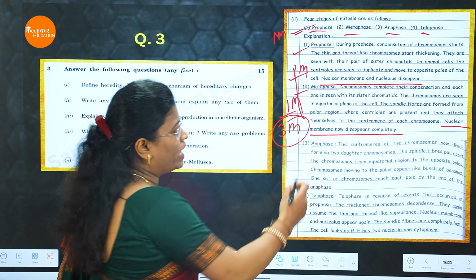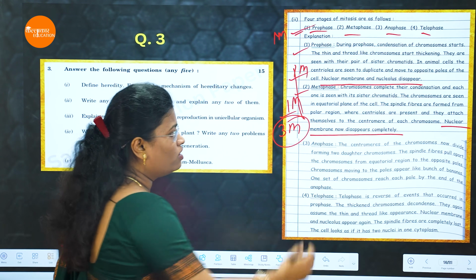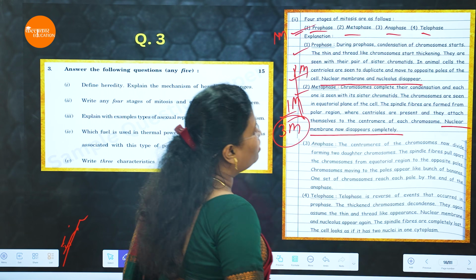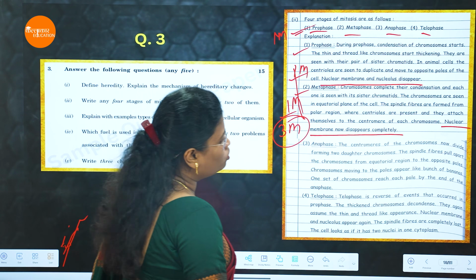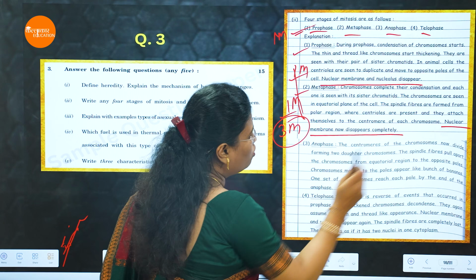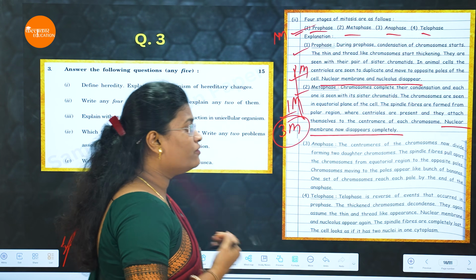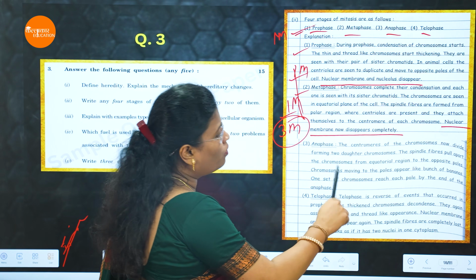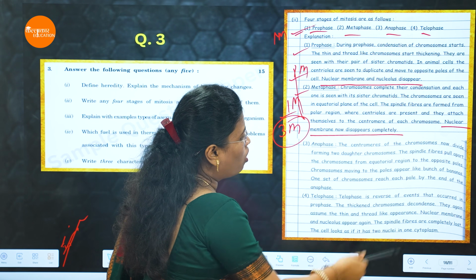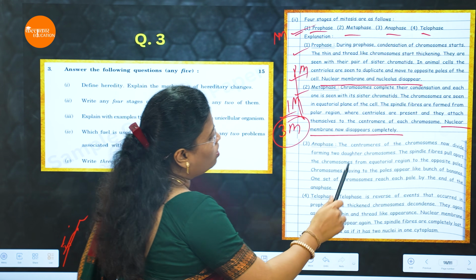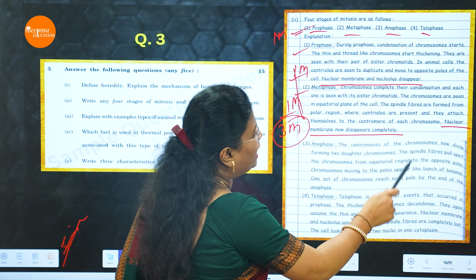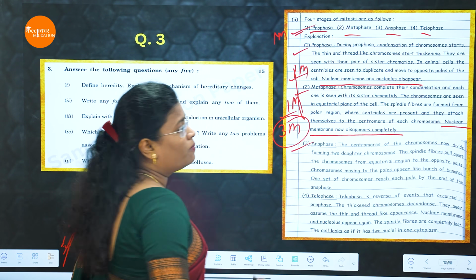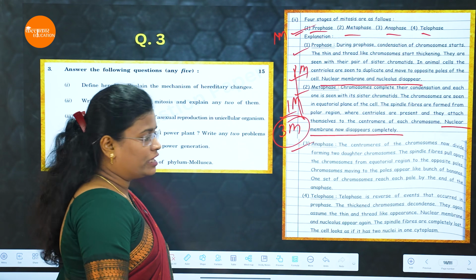You can also explain these points as well. For example, anaphase: the centromeres of the chromosomes now divide, forming 2 daughter chromosomes, and the spindle fibres pull apart the chromosomes from the equatorial region to the opposite poles. Chromosomes moving to the poles appear like a bunch of bananas. So one set of chromosomes reaches each pole by the end of anaphase. So this anaphase you can also explain.